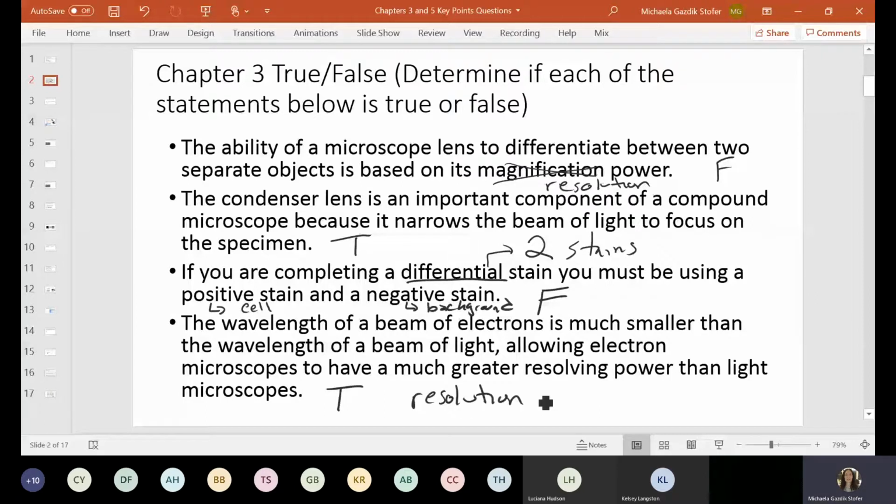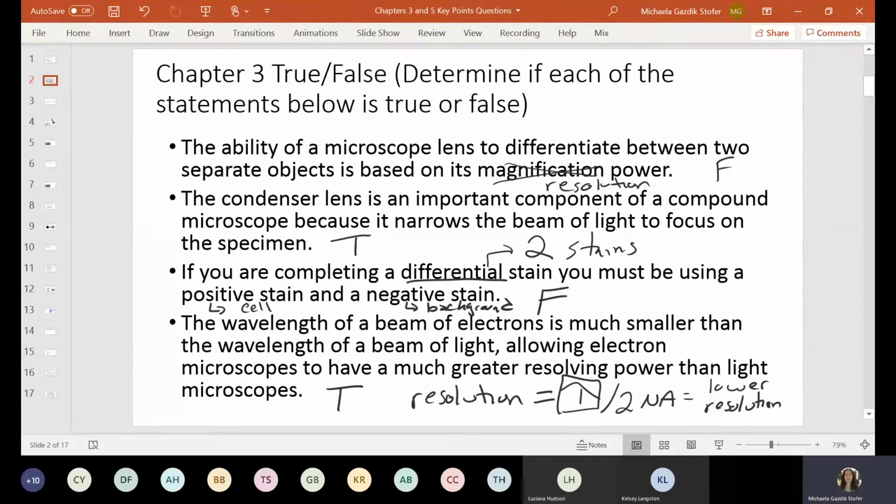of a light microscope is based on the wavelength of light divided by 2 times the numerical aperture, which is just a property of the lens. And so the smaller your wavelength of light, the smaller the overall resolution. And the lower the resolution, the better the resolution of the microscope.